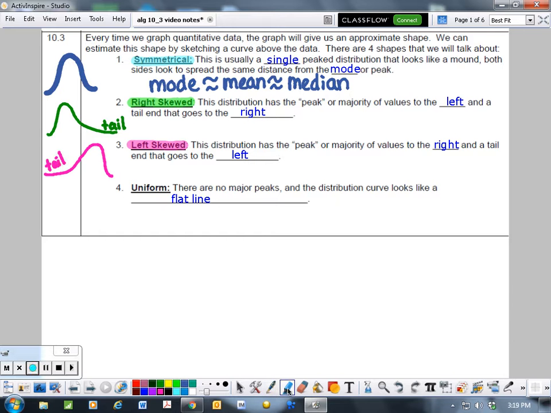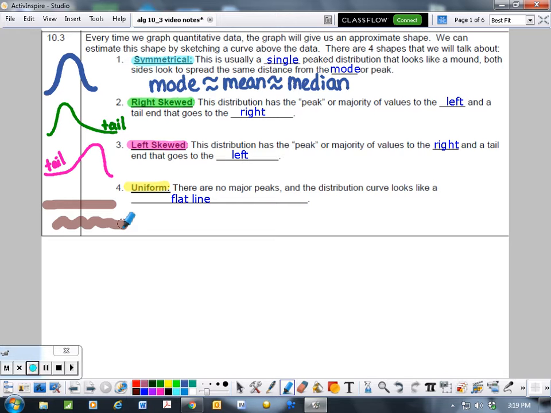Now, our very last one is called a uniform distribution. And we don't see it all that often, but every once in a while we will. And that usually means it has no major peaks, or it's just really pretty flat. So something like that, or it may peak a little here and then peak a little, but really, overall, it kind of looks flat.